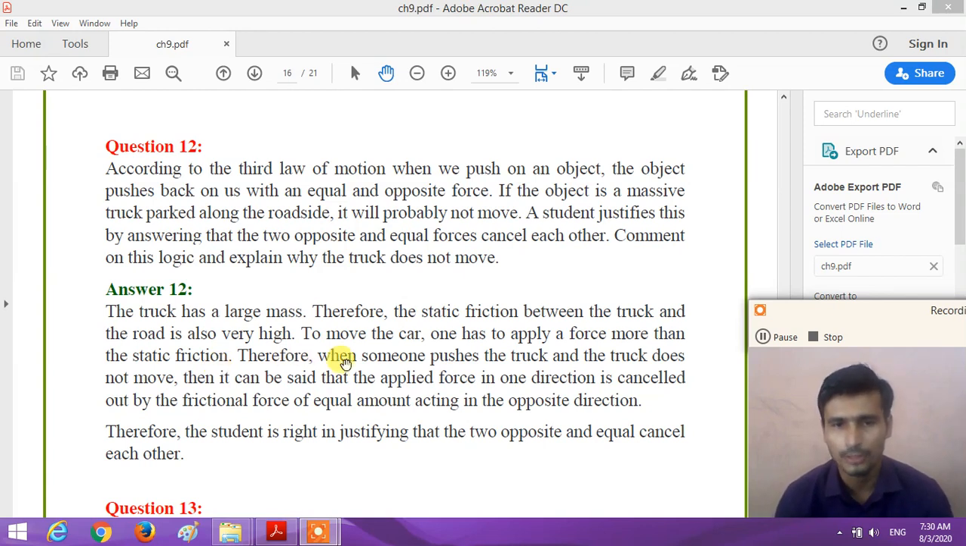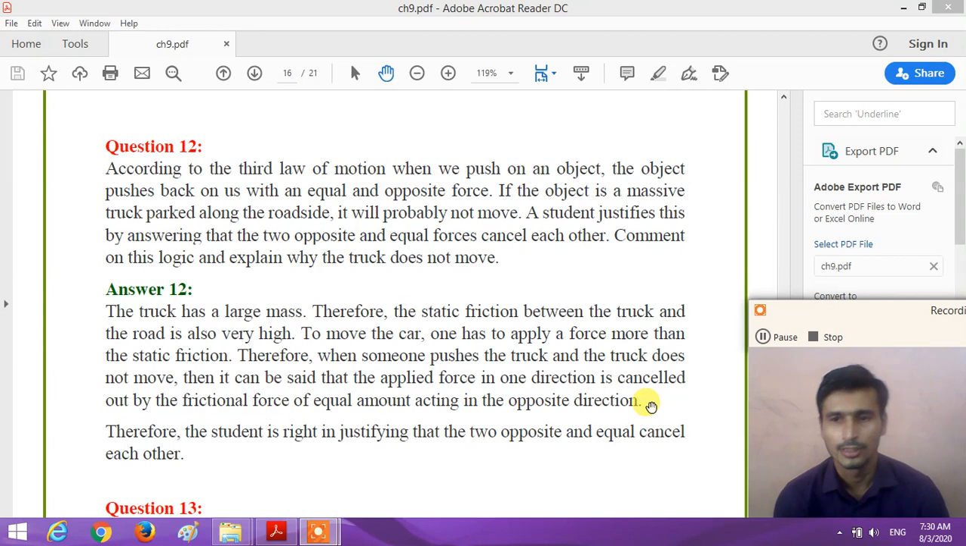So therefore when someone pushes the truck and the truck does not move, then it can be said that the applied force in one direction is cancelled out by the friction force of an equal amount acting in the opposite direction, right? So when we apply a force on the truck, a similar equal amount of friction force is exerted in the opposite direction.